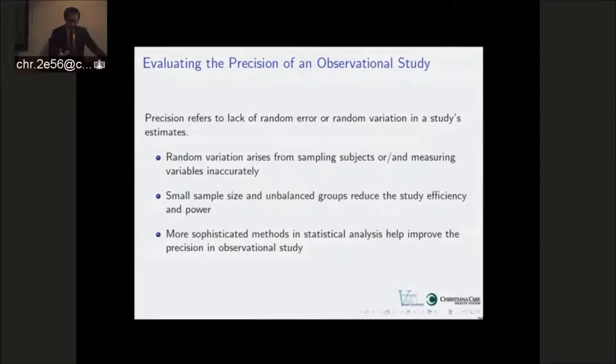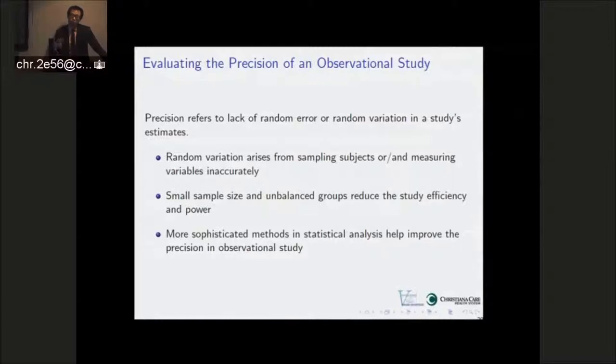So this tells us how to collect data, and how to correctly and accurately collect the data, is also a very important issue in observational study design, since this could dramatically cause model variation and make the result not that reliable. Another issue is that a small sample size and unbalanced groups reduce study efficiency and power. This is easy to understand. But sometimes, when we design a study, before any study we would like to have some basic sense of the sample size overall or in each group.